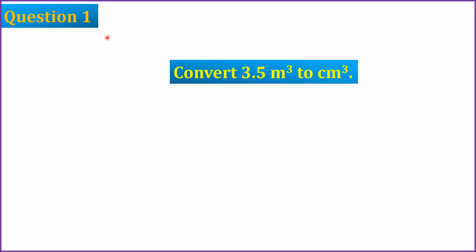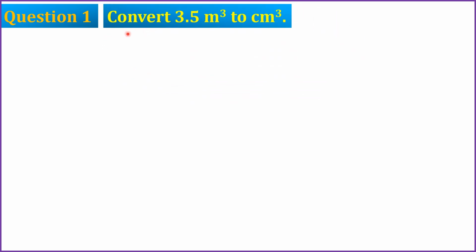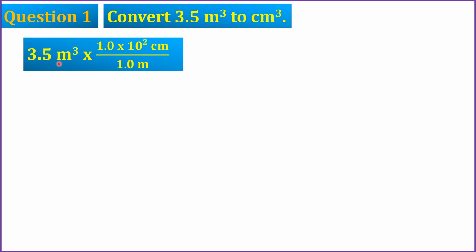So for our first question, question number 1, supposing you're asked to convert 3.5 meter cube to centimeter cube. So we write down 3.5 meter cube and we multiply this by the conversion factor so that later on we will be able to cancel out meter cube.